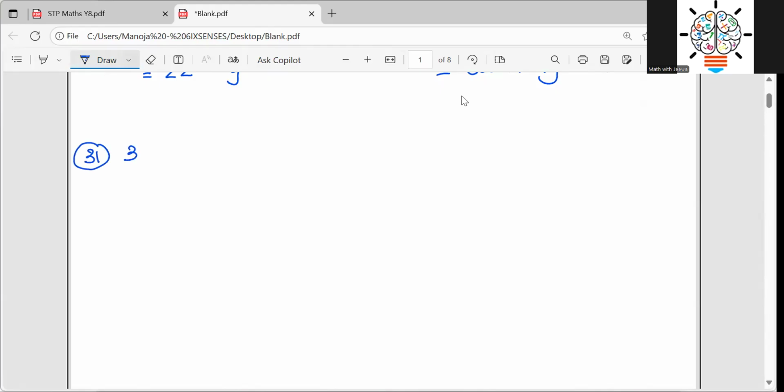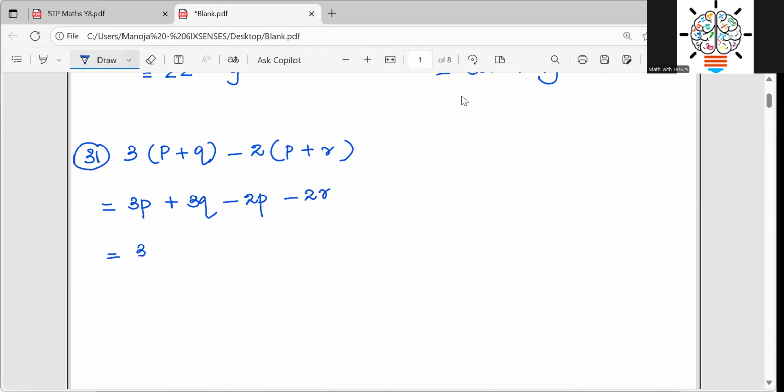So that is 3p plus q minus 2p plus r. Right? 3 times p, 3p plus 3q minus 2p minus 2r. So then I take 3p minus 2p together plus 3q minus 2r. 3p minus 2p is 1p, but you can just write it as p plus 3q minus 2r.